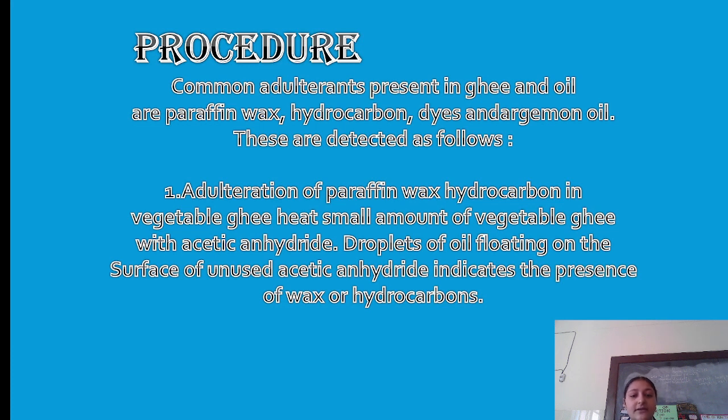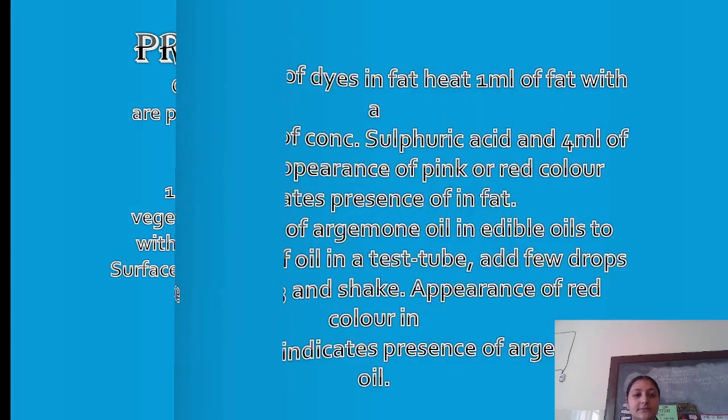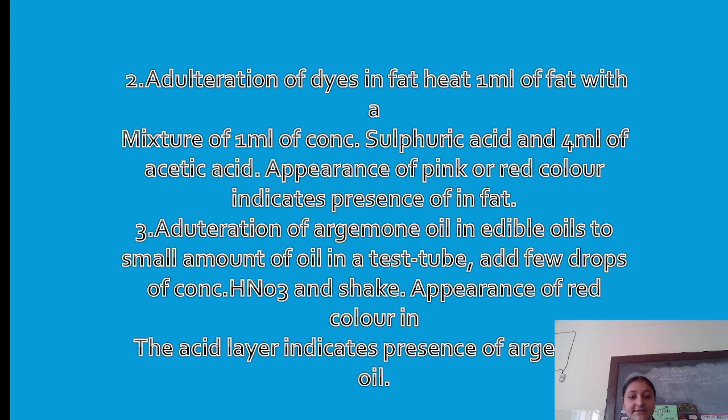Adulteration of paraffin wax, hydrocarbon in vegetable ghee: heat a small amount of vegetable ghee with acetic anhydride. Droplets of oil floating on the surface of unused acetic anhydride indicate the presence of wax or hydrocarbons. Adulteration of dyes in fat: heat 1 ml of fat with a mixture of 1 ml of concentrated sulfuric acid and 4 ml of acetic acid. Appearance of pink or red color indicates the presence of dye in fat.